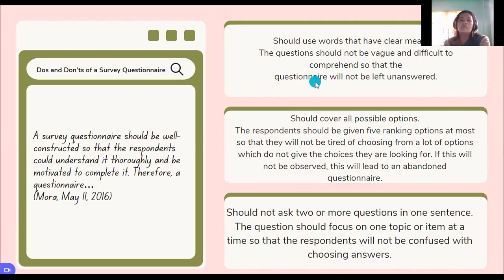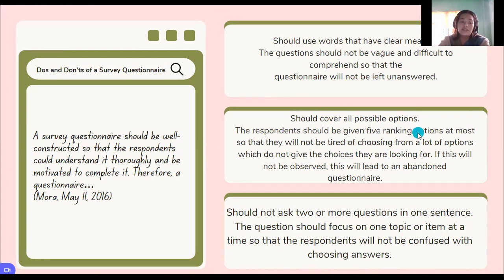The question should not be vague and difficult to comprehend so that the questionnaire will not be left unanswered. Sometimes respondents have difficulty in understanding the questions. And if it's too much for them, they leave it blank. Well, it's just the same as taking examinations. If you don't understand it, sometimes you leave it blank.